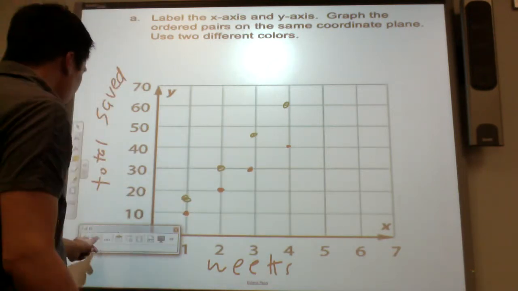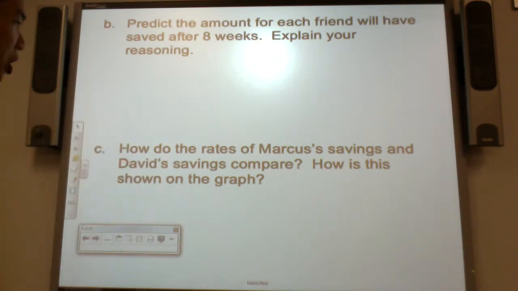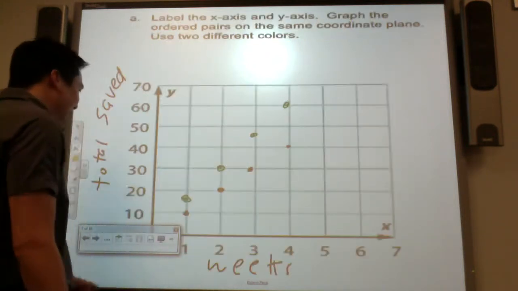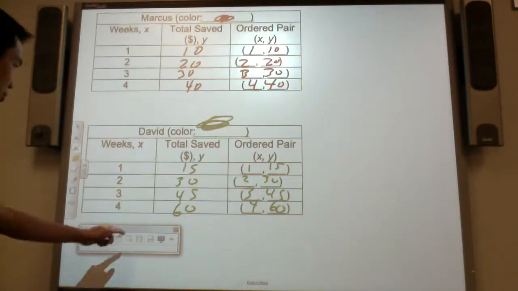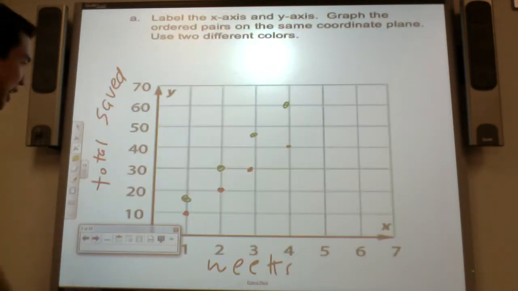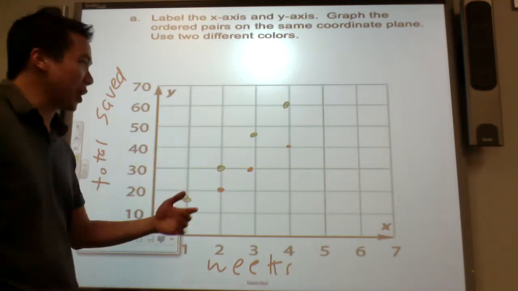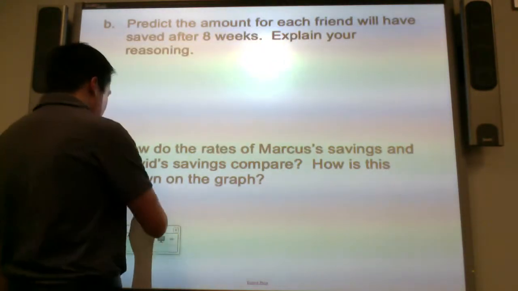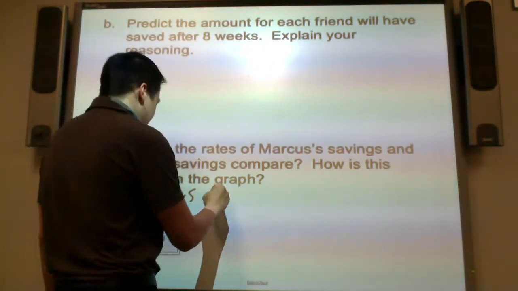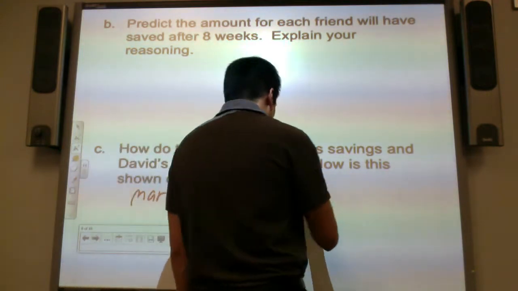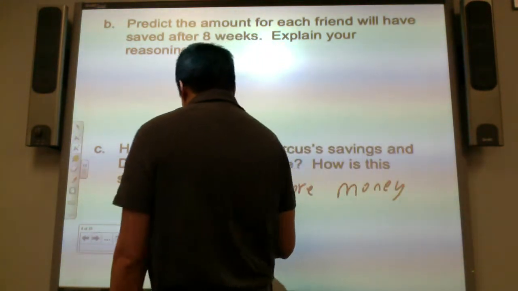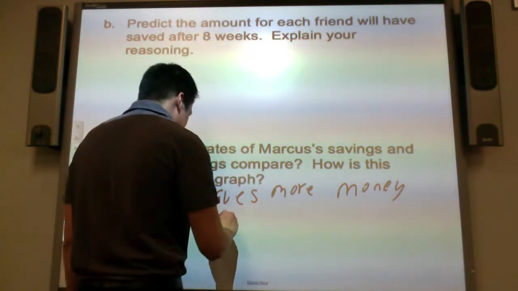So, how do the rates of Marcus saving and David saving compare? How is this shown in a graph? From what I can tell, the green dot, which is David, saves more money than his friend. He saves it at a faster rate. The line is steeper. So Marcus saves more money than David.